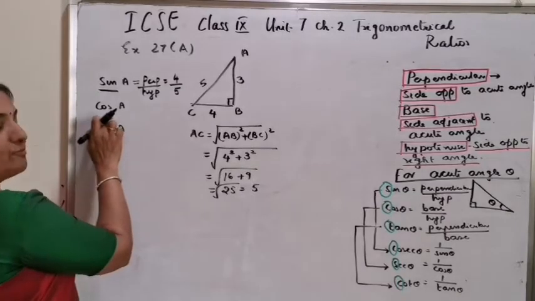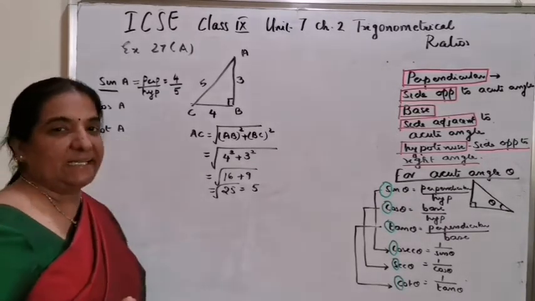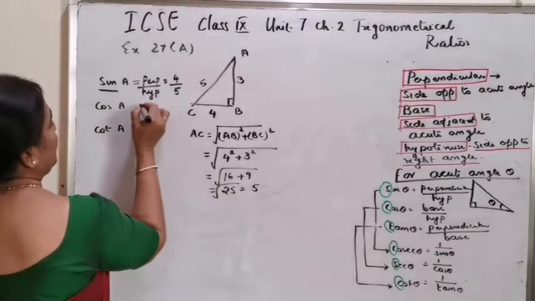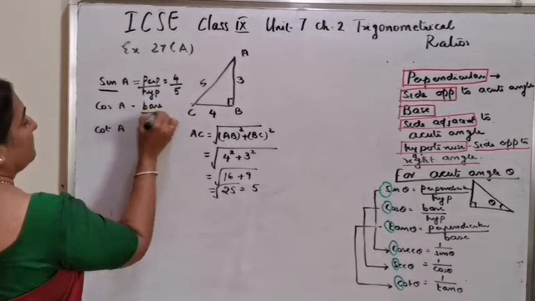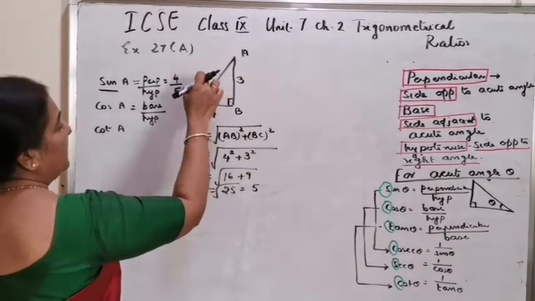The meaning of the cosine of an angle is always the adjacent side, that is base by hypotenuse, which is equal to 3 by 5.